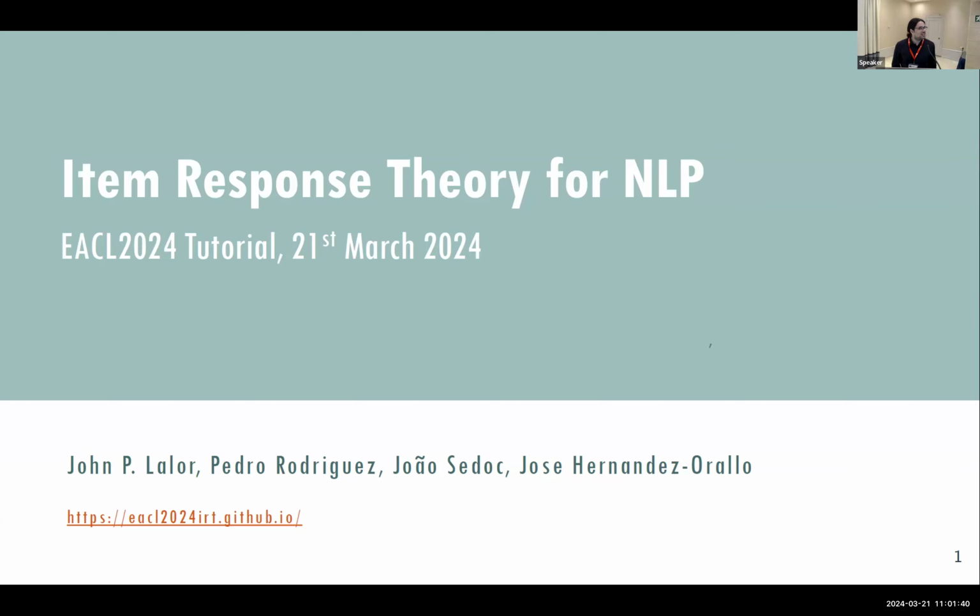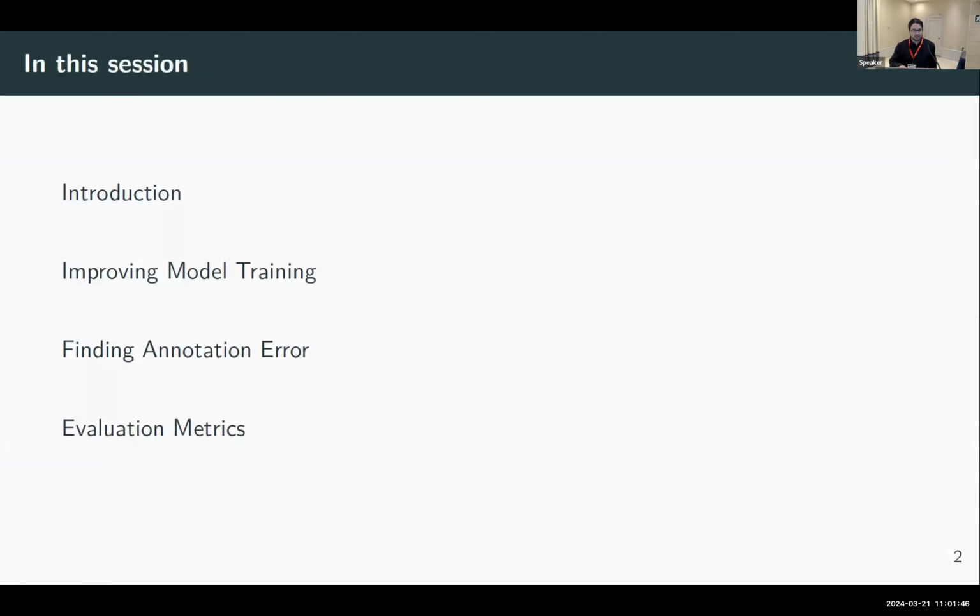All right, let's get the second part of this started. Hope the coffee break was good. So in this next section, we're going to be talking about applications for IRT. Also a reminder, there are some virtual participants and there's a mic there, and I'd really appreciate if we use the mic to ask questions. So if you have questions, raise your hand. I'll bring the mic to you.